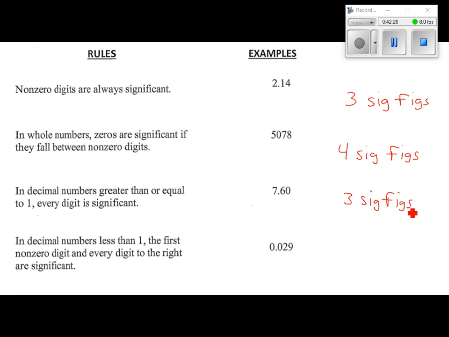In decimal numbers less than 1, the first non-zero digit and every digit to the right are significant.